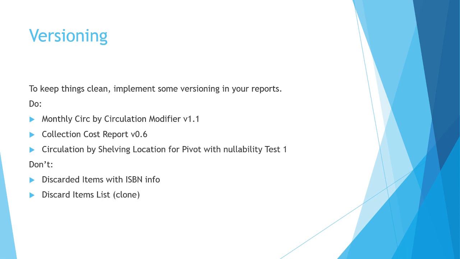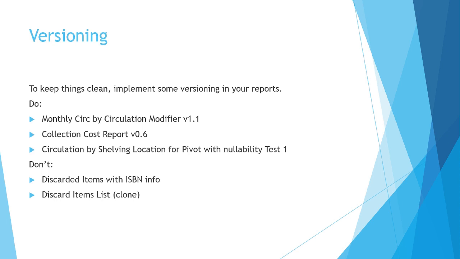If it's something I am not finished with, I am still trying to figure out how to get exactly what I was looking for in that initial statement, it's going to be a version 0. In this case, collection cost report version 0.6. And sometimes I might just be testing out a variety of different ideas just to see what can and can't be done. So sometimes I'll just make it a test 1, test 2, test 3 sort of scenario.